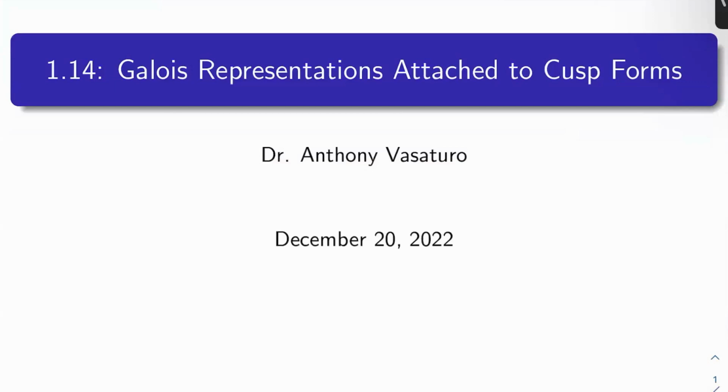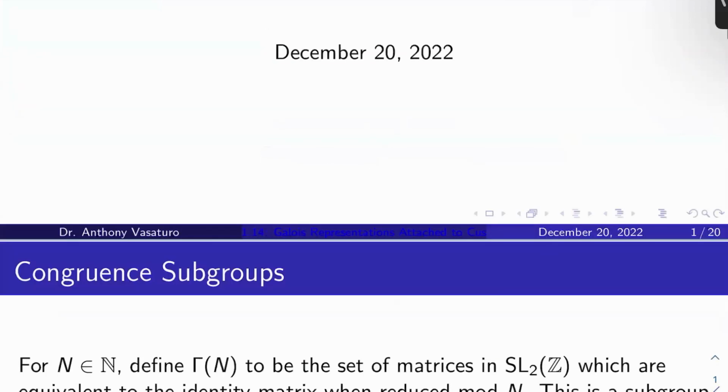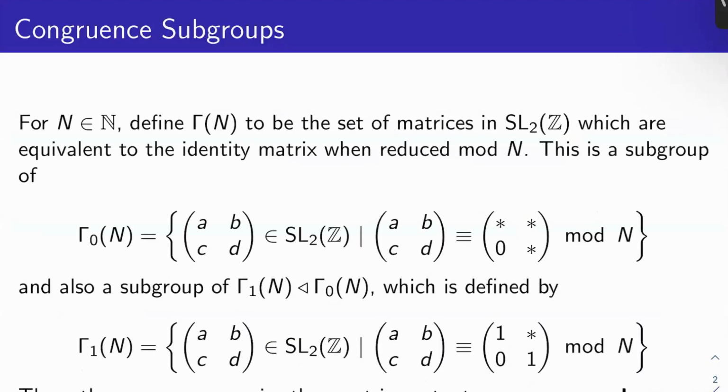Today, we're going to be looking at Galois representations attached to weight 2 Newforms. So let's get into it. We're going to have to journey a little bit into the realm of modular forms here. We're going to have to give a crash course on modular forms first, or none of this will make sense.